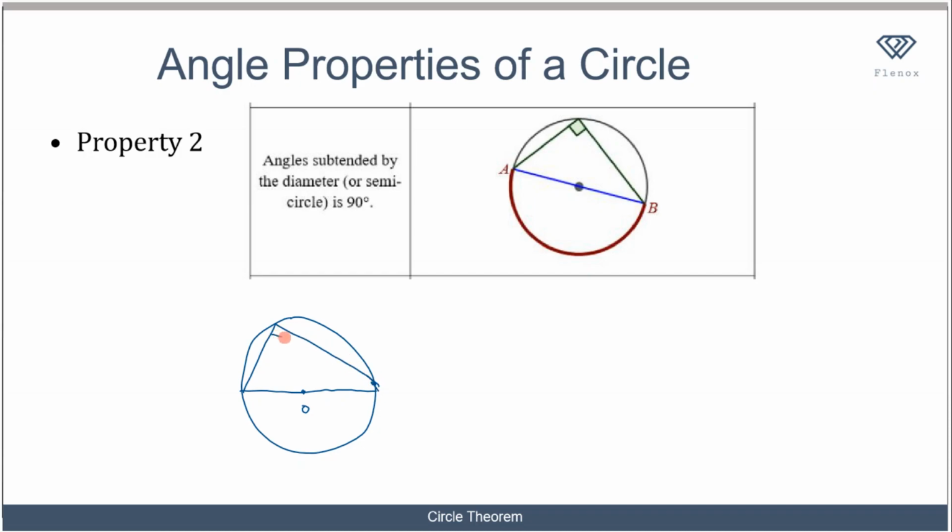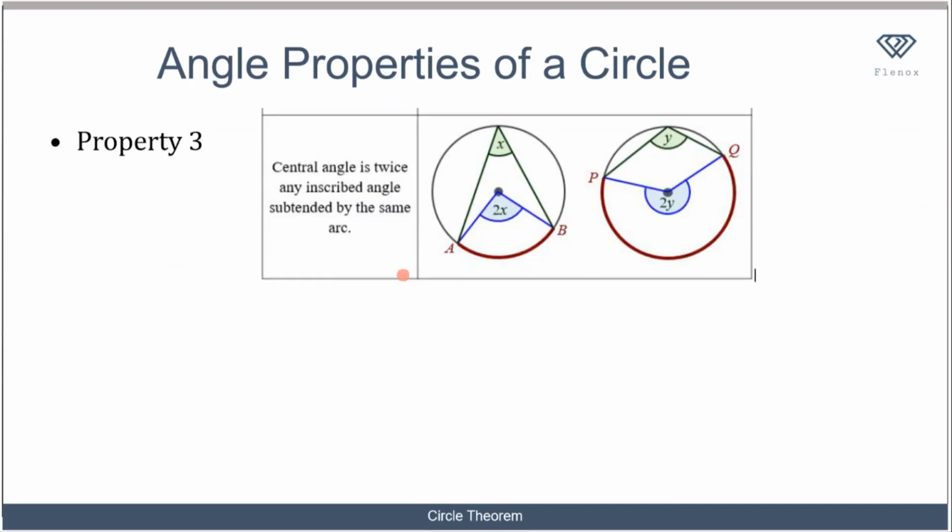The angle here is 90 degrees. Similarly, if I draw any other point, provided that it rests on the diameter, the angle that is subtended is what? Equals to 90 degrees. The next property states that the central angle is twice any inscribed angle subtended by the same arc.